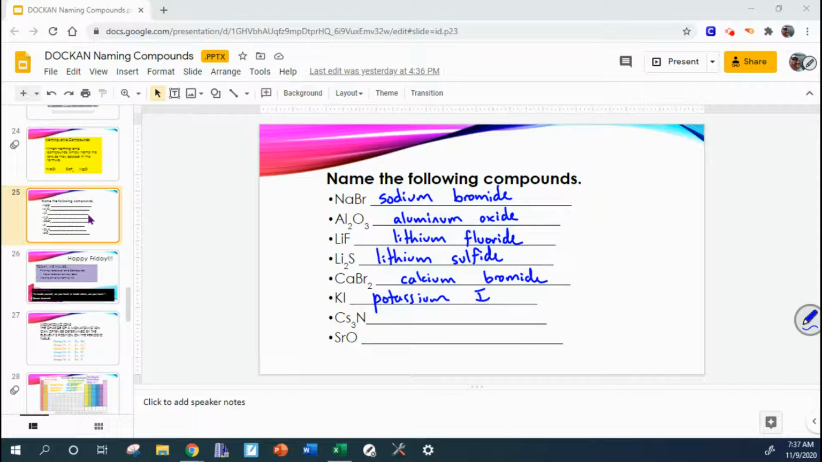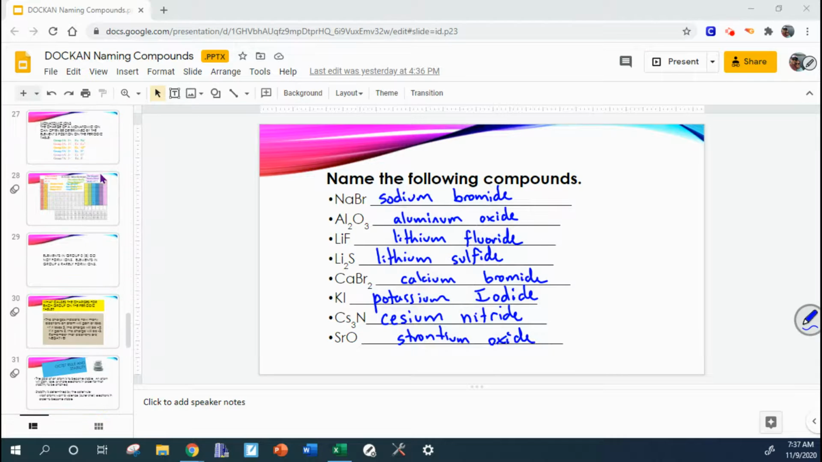potassium, and that's an I, so that's iodide. That's a tricky one. Cesium, and I misspelled that there. Cesium nitride, and then strontium oxide. So this is what you'll be practicing in your practice worksheet there. Go ahead and move on.